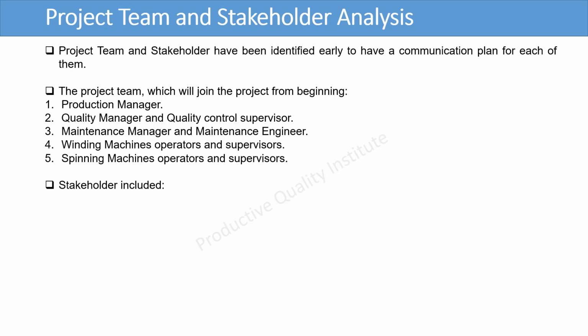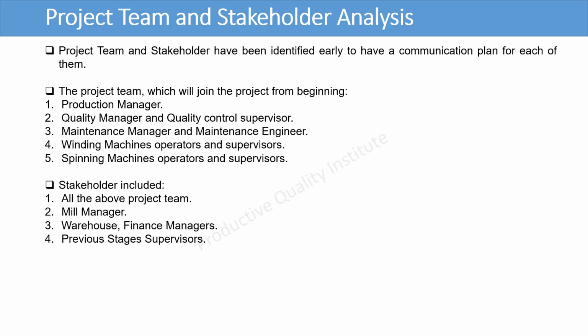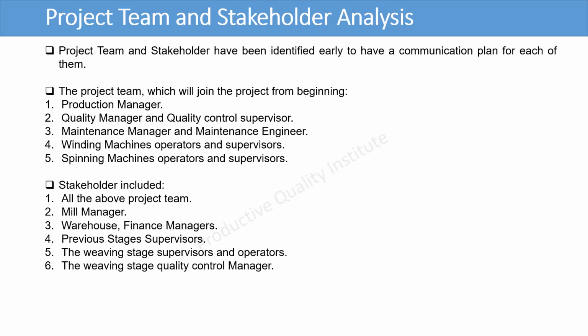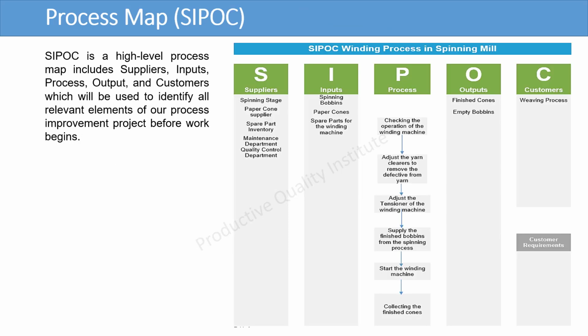The stakeholders include all of the above project team, the mill manager, warehouse and finance managers, previous stages supervisors, the weaving stage supervisors and operators, and the weaving stage quality control manager.